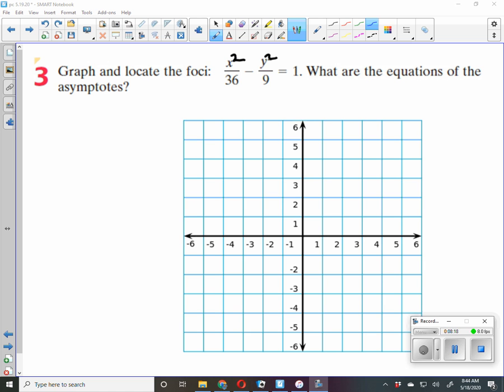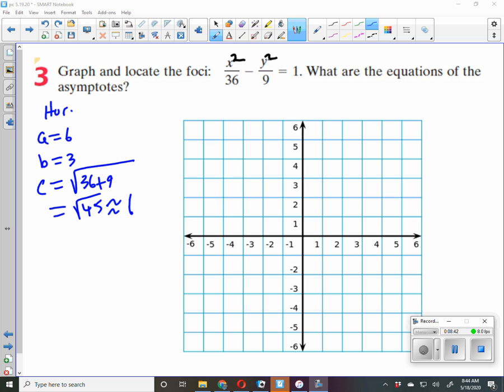All right, it's an x squared, so this is going to be a horizontal hyperbola. We know that A is 6, we know B is 3, we know C is going to be the square root of 36 plus 9, which is square root of 45. We know that's almost 7, so approximately 6.7 or something to that effect. That reduces to 3 root 5. This is the number that's going to be helpful for graphing. And that's what they're asking us to do, graph and locate the foci.